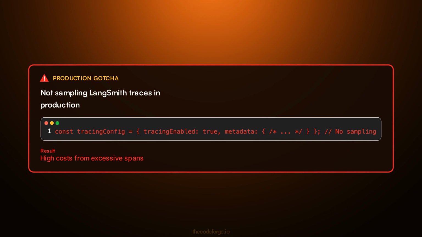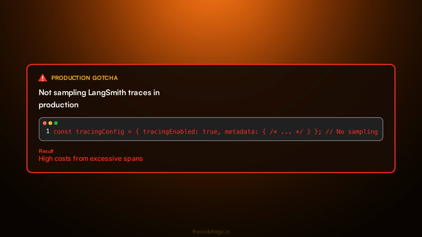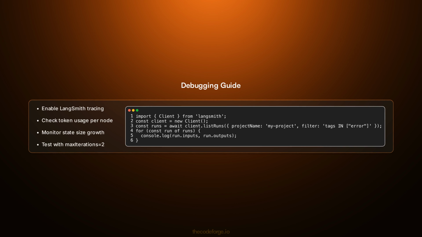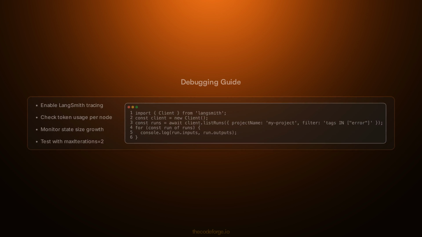Each LangSmith trace costs money based on the number of spans. A multi-agent graph with 5 nodes and retry loops produces 10+ spans per execution. At 1,000 daily executions, that's 10,000+ spans per day. Always sample in production. To debug token burn, enable LangSmith tracing and check the token usage per node. Also monitor state size growth. Test your graph with a low max iterations to verify termination.